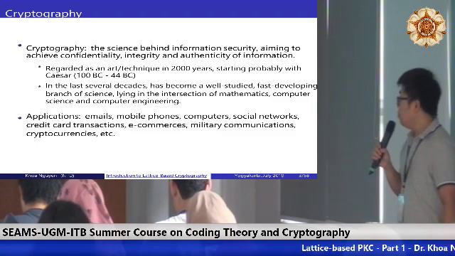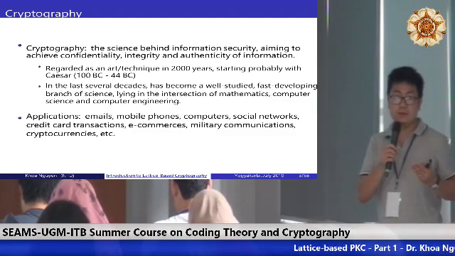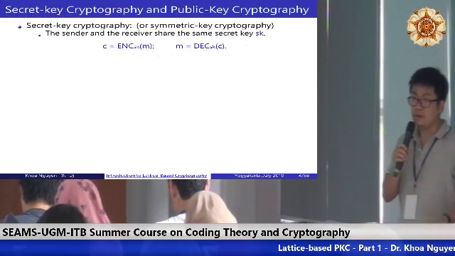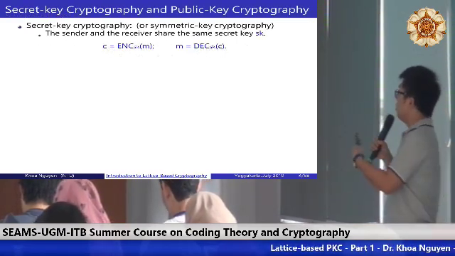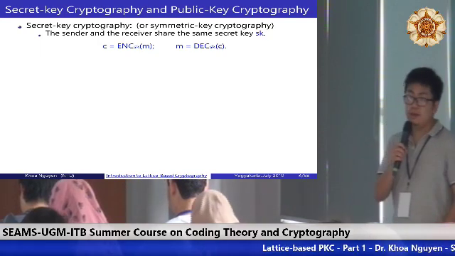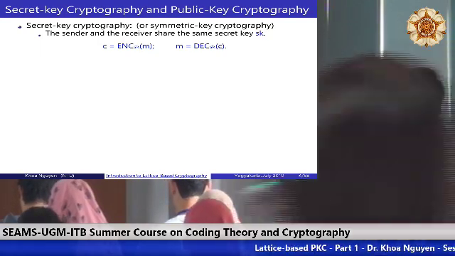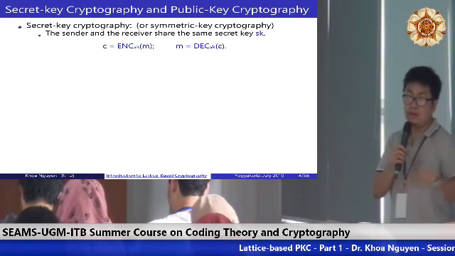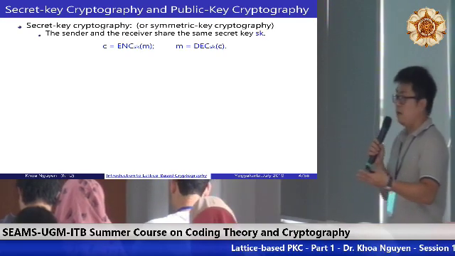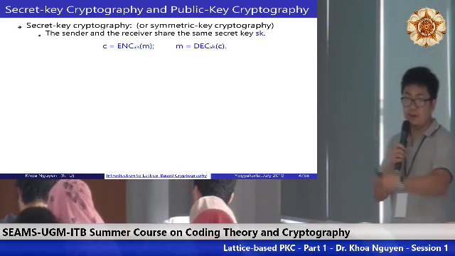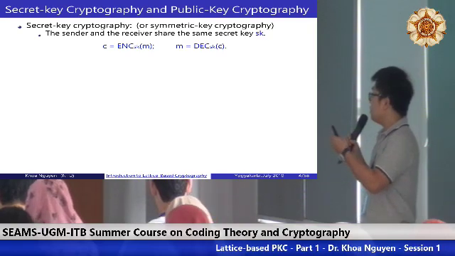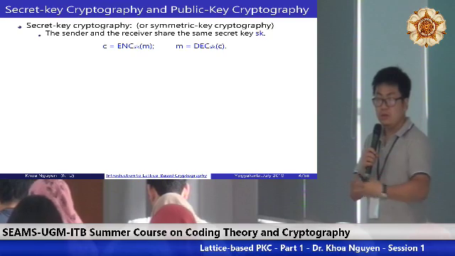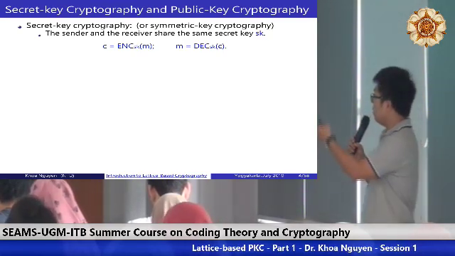Okay, so the most basic form of cryptography, that most of us know, is what is called secret key cryptography, or sometimes symmetric key cryptography. In this basic form, we have a sender and a receiver, and they share a secret key. They somehow agree on a secret key. And the sender can securely send a message M to the receiver in the following way.